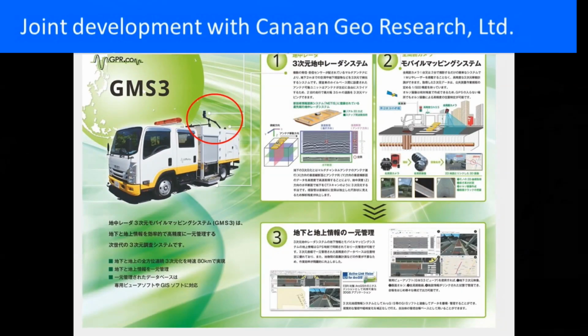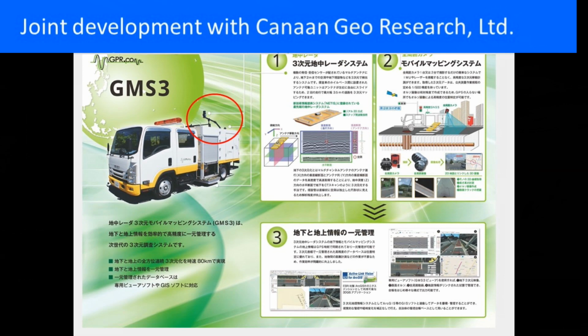This is a joint development with Canaan Georesearch, Limited. This is a subsurface survey system that investigates cavities and buried pipes under the road surface. Underground cavities and buried pipes are found by driving a vehicle equipped with a special ground-penetrating radar. However, it is difficult to record accurately its coordinate position on the ground. By combining our system with this, it is possible to identify the location of them easily by comparing it with the location above ground.